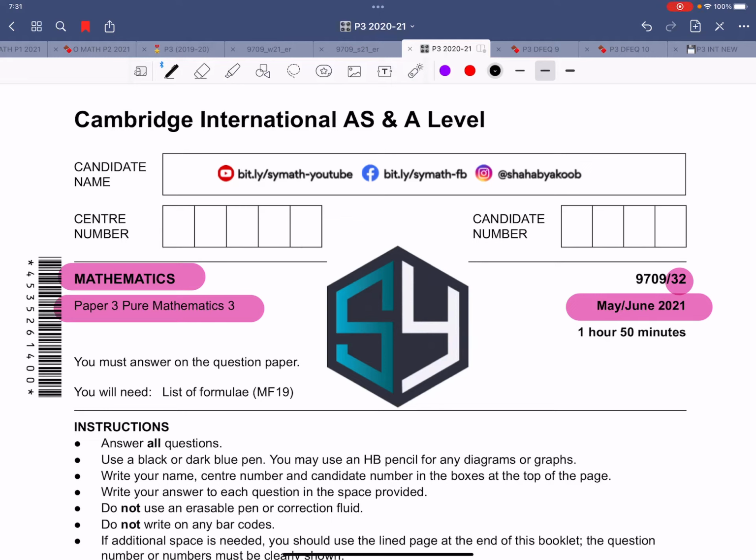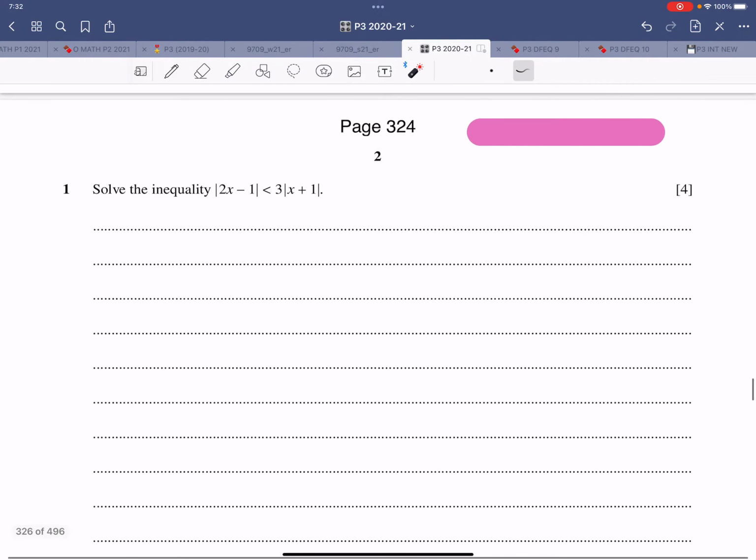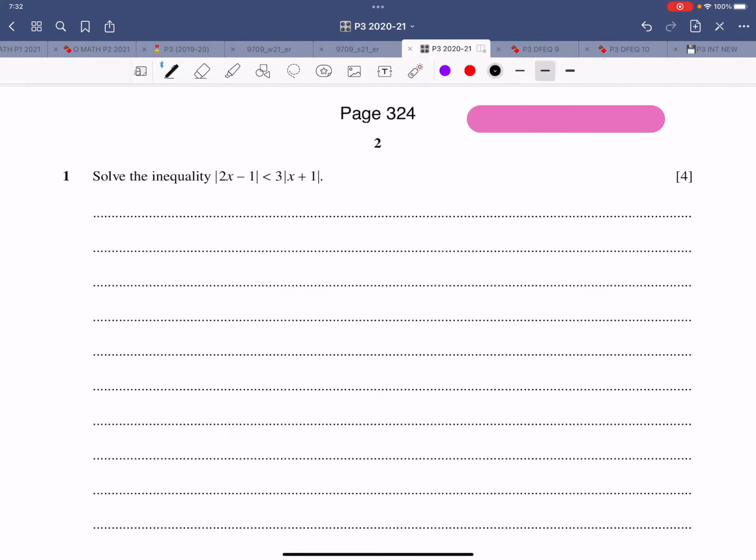Another paper of Pure Maths P3, May-June 2021, the second variant. Let's look at the first question. The first question is about modulus inequality.